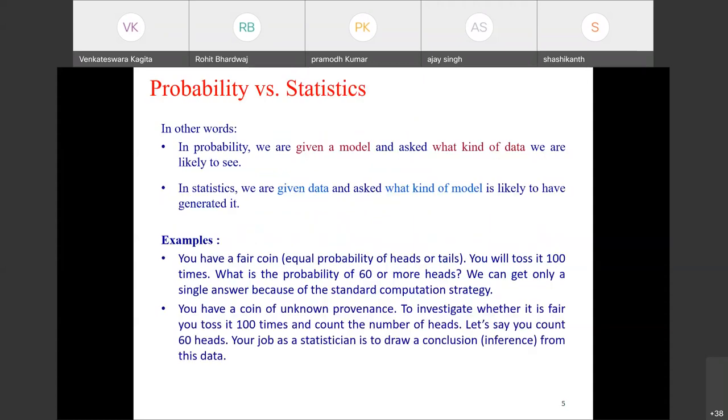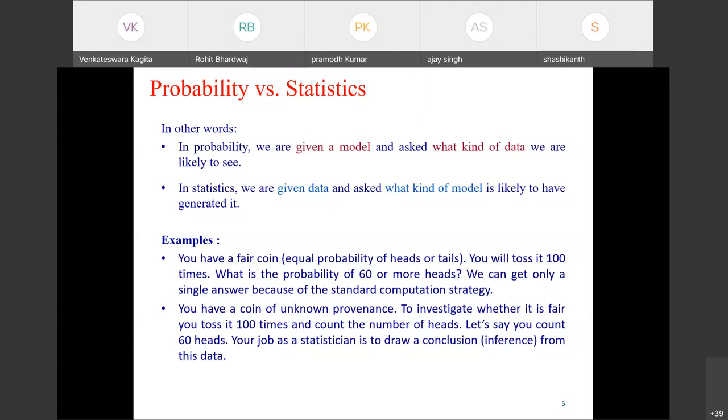So to summarize, in probability, we are given a model, the distribution of these different variables, and ask what kind of data we are likely to see. Whereas in statistics, we are given data, we're not given the model, and we ask what kind of model is likely to have generated it. Did you get the difference? In probability, we are given the model and we ask what kind of data this model will generate. Whereas in statistics, we are given data and we ask what kind of model would have generated this data. Right? So there is a difference.